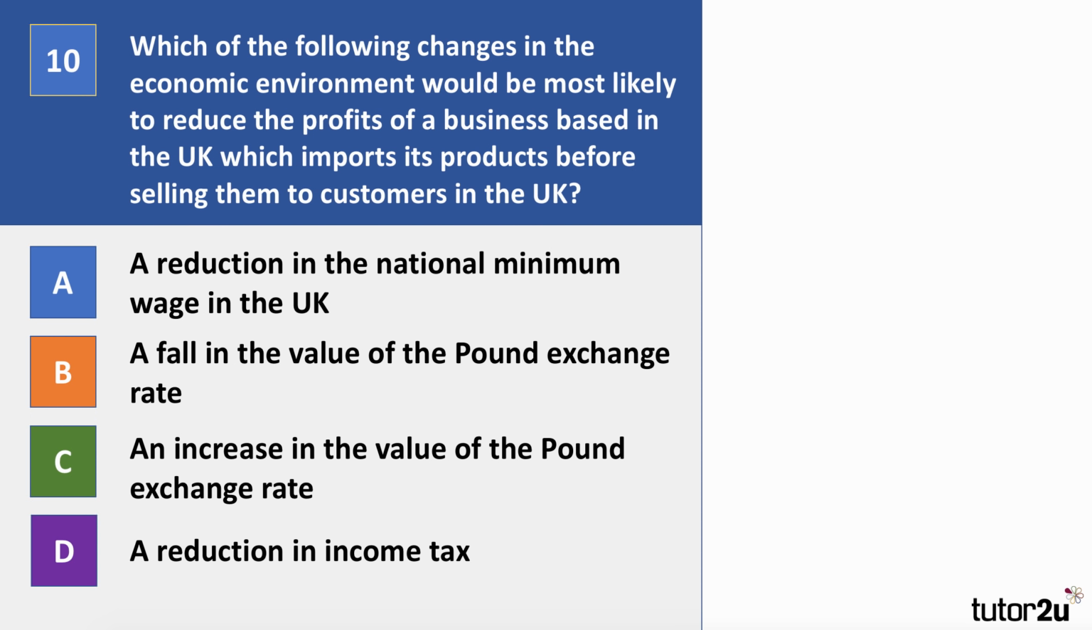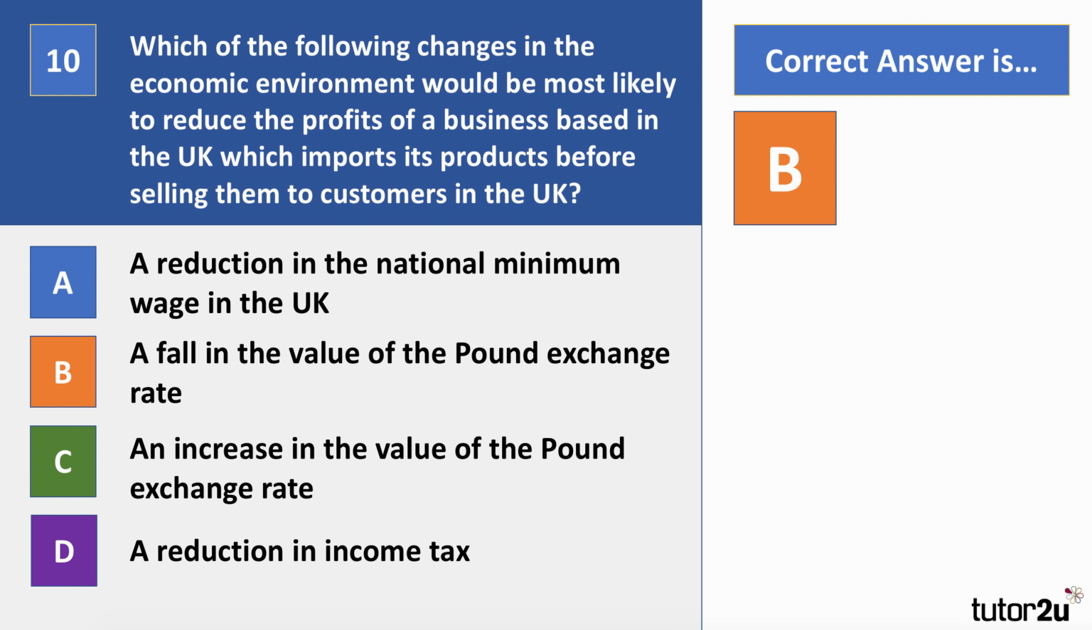Let's take a look. Well, hopefully you chose answer B, a fall in the value of the pound exchange rate. A weaker pound results in more expensive imports, but our exports are cheaper. So in this case, that would reduce the profits of this business, wouldn't it? Because it's importing its products, the cost of the products it imports will be going up, they'll be more expensive. And of course it's selling them on to consumers in the UK, therefore it doesn't benefit from the exchange rate there. It will just have more expensive products that it tries to sell.